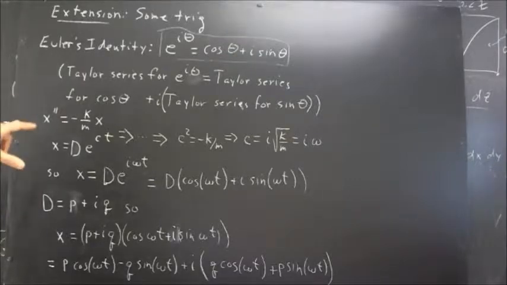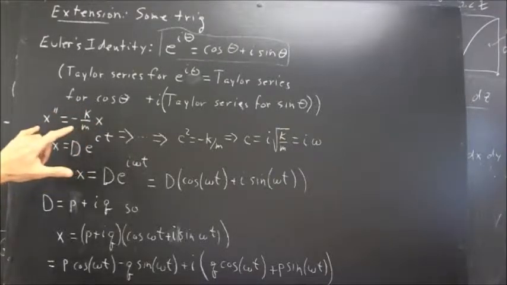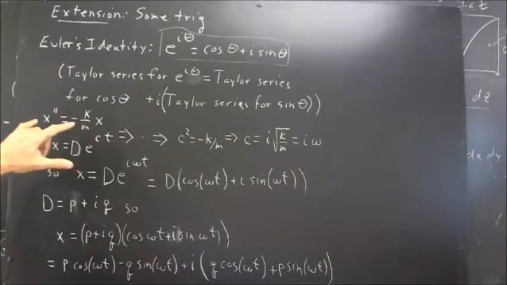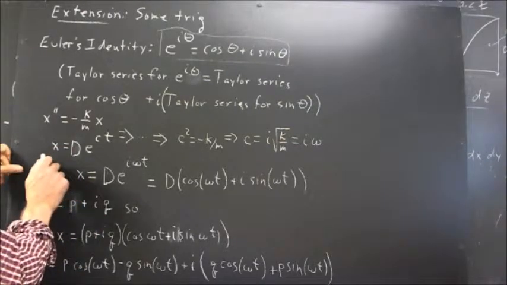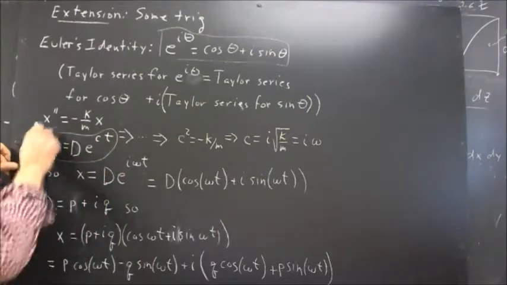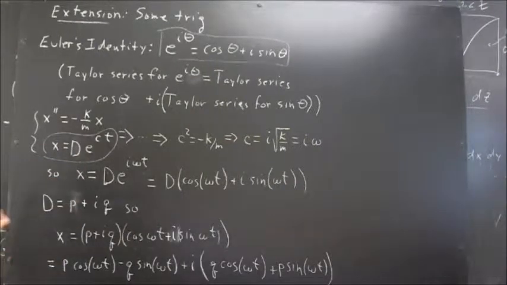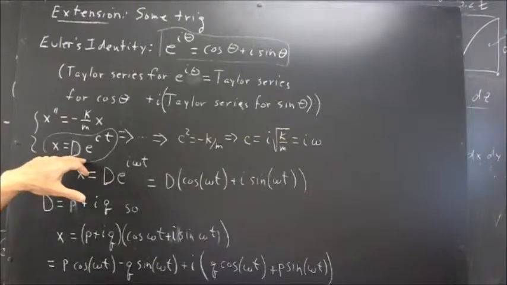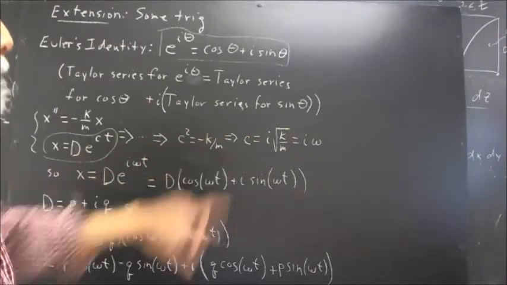Okay, well, to apply this identity, let's go back to the equation x double prime equals negative k over m x, which applies to any mass subject to a linear restoring net force. Okay, so we take this and we use this as the form of our solution because we know, well, we don't know, we'll get to it. Substituting this in here implies that c squared is negative k over m.